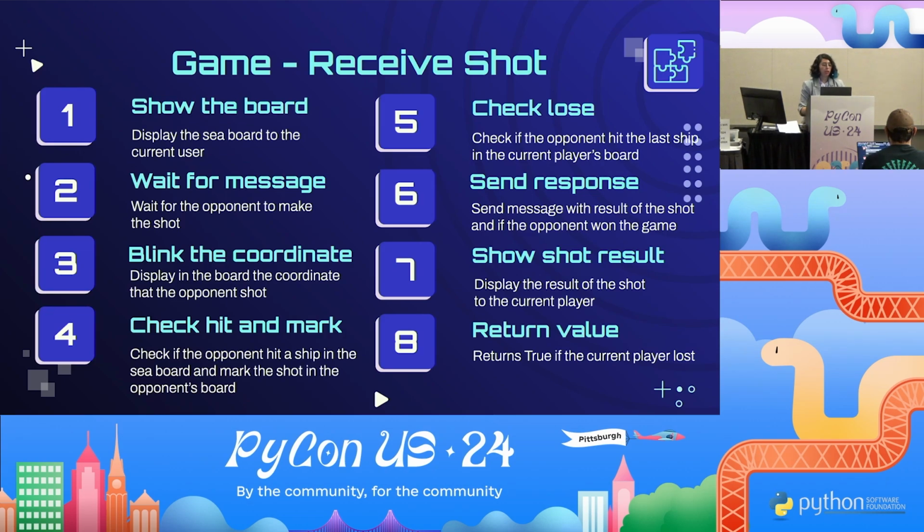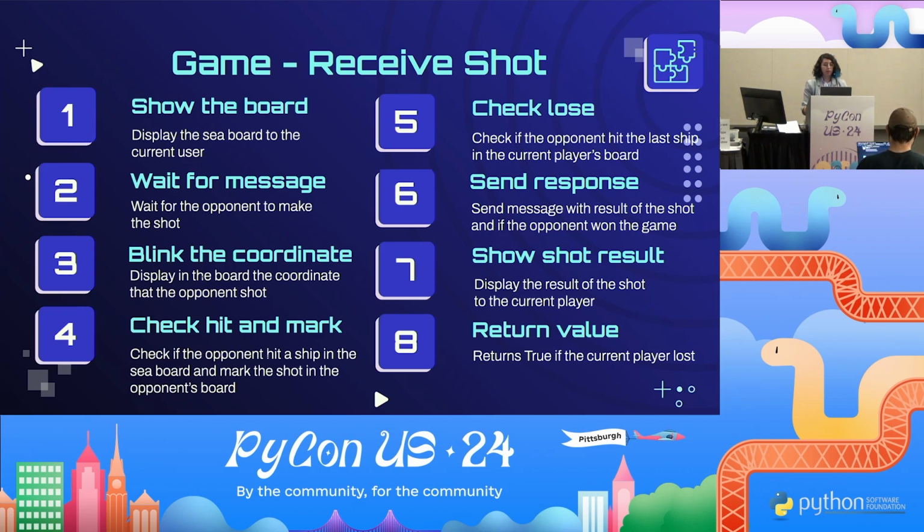And then we are going to check if the shot hit our ship. And we are going to be marking the shot in the opponent's board so we can keep track. And then we are going to use the opponent's board to check if they hit all of our ships. So if they did, we send to them, oh, you won the game. And this is our response, if you hit a ship and if you won the game.